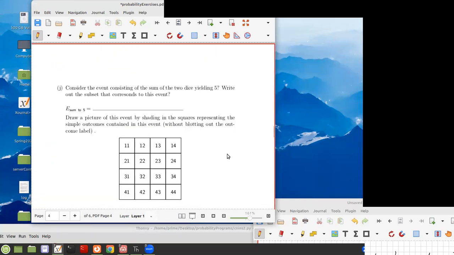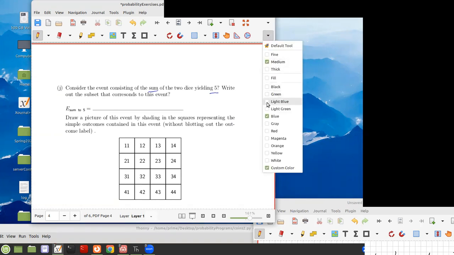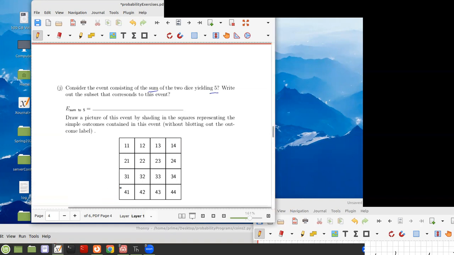Okay, here I've drawn the same event, but I drew a different picture. I have the 1, 1 up here. Consider the event consisting of the sum of the 2 dice yielding 5. This is the point of this diagram. So, what's the event where they sum to 5? Well, one thing you can do is circle the elements on this square where they sum to 5, and it's easy to see which ones they are.